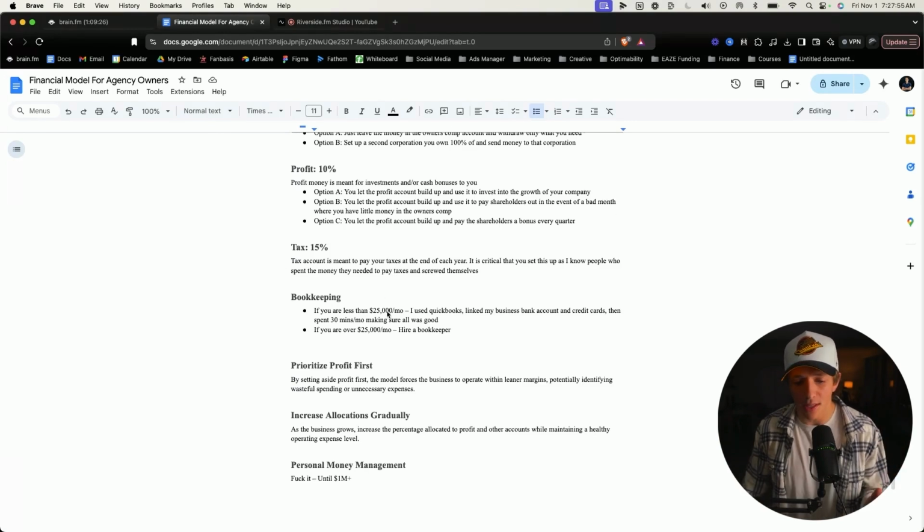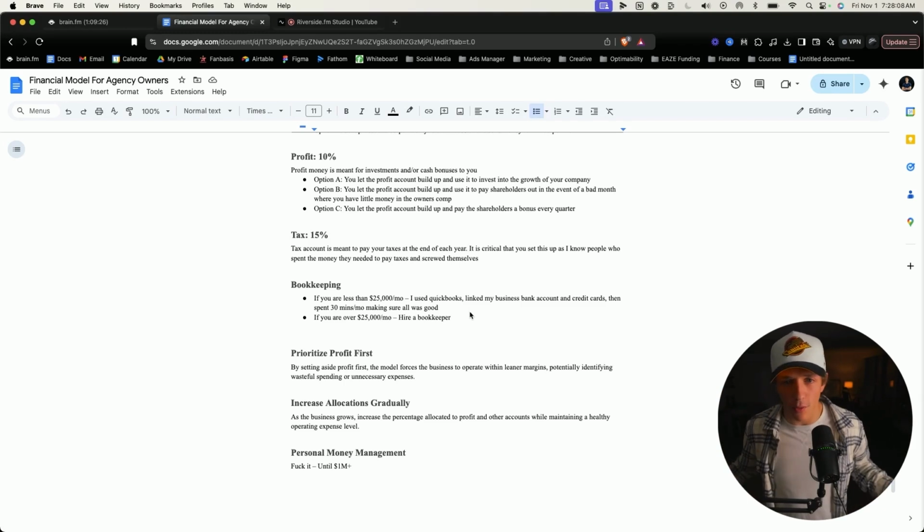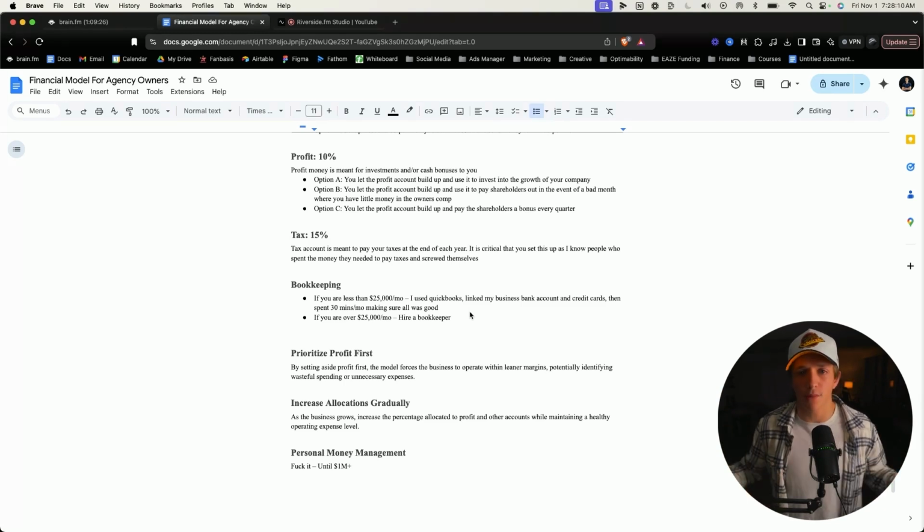Now, bookkeeping. Here's my recommendation. If you're less than 25K a month, I use QuickBooks. I link my business to my bank account and credit cards. I spend like 30 minutes a month making sure all is good. QuickBooks has AI and all this stuff. They do most of it, a lot of automation. You just spend like 30 minutes at the end of every month making sure everything's in check.